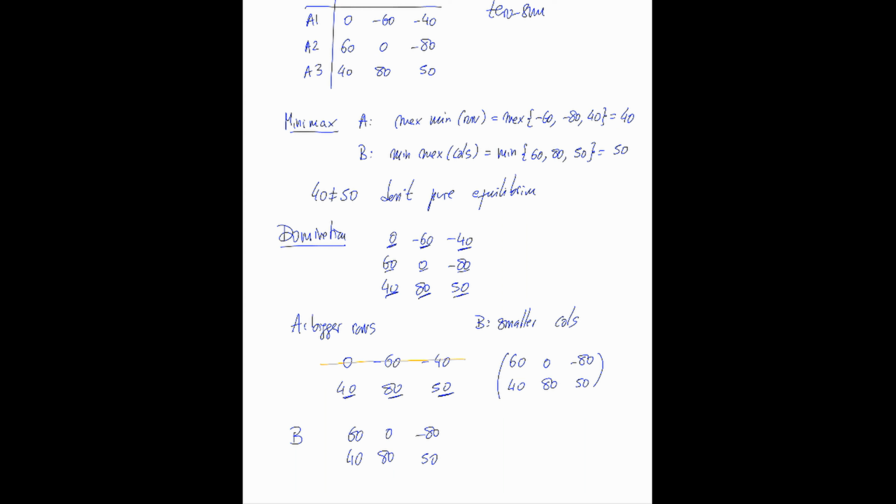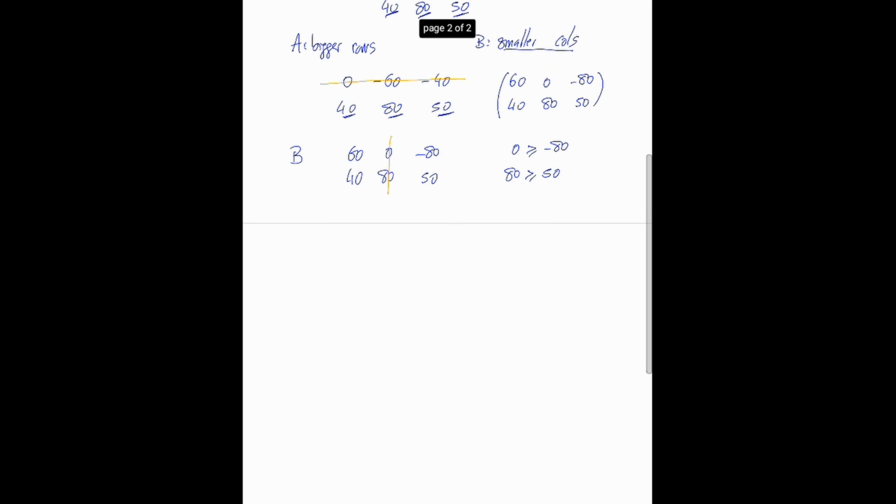But if we go here, minus 80 is less than 0, and 50 is less than 80. 0 is greater than minus 80, 80 is greater than 50. We want smaller columns, so we get rid of the column 0, 80. This means our matrix has now been reduced to 60, minus 80; 40, 50. And you can check there are no more dominations, so that's the matrix we have to study.